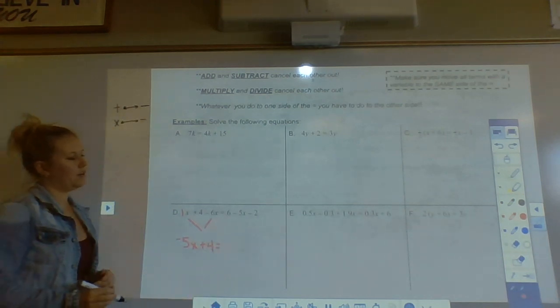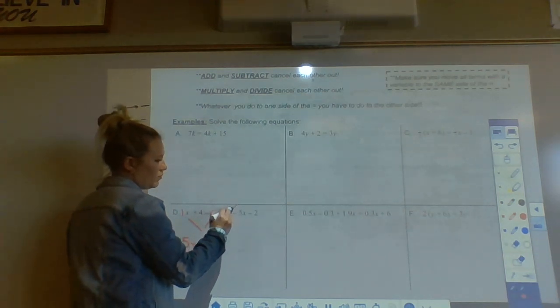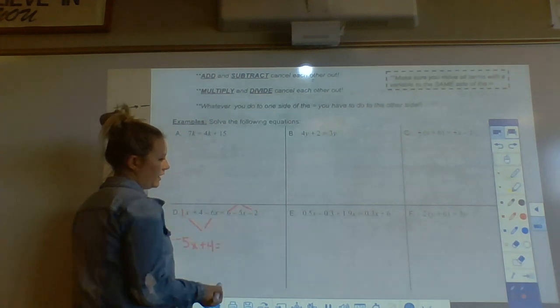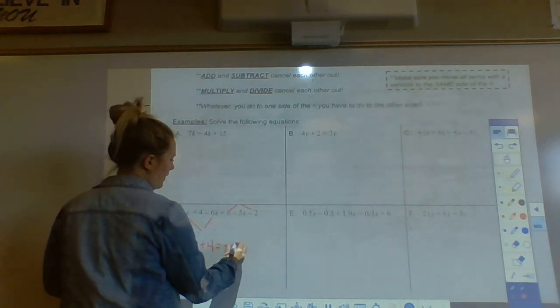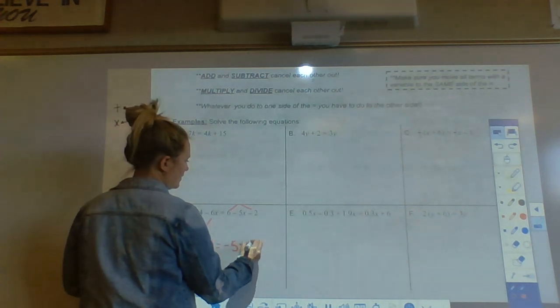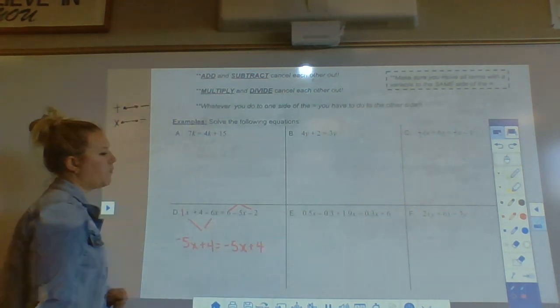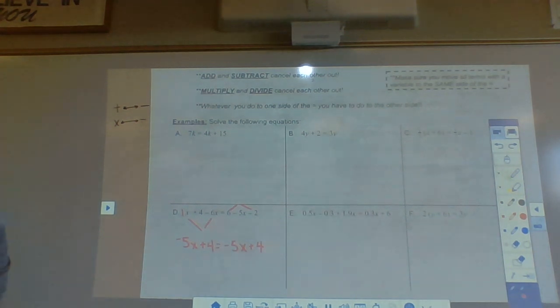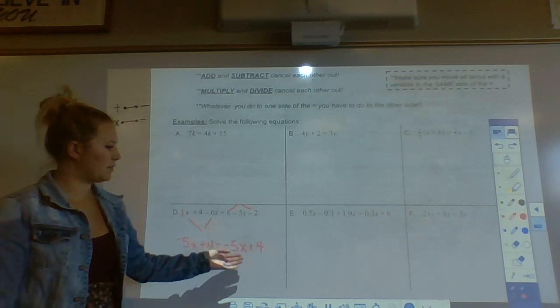Okay. Then over here, my numbers are the same. What is 6 minus 2? Well, that's 4. So I have negative 5x plus 4. What do we notice? Hopefully you notice that they're the same on both sides.